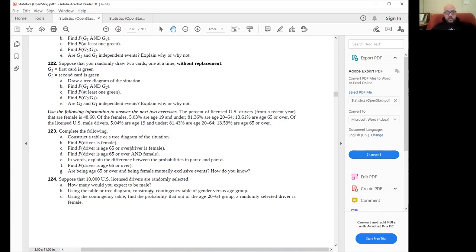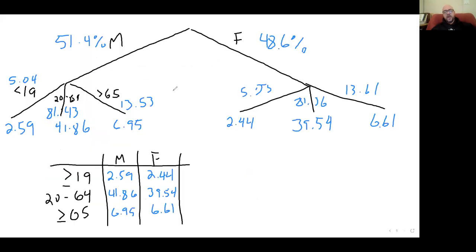Using the table or tree diagram, construct a contingency table of gender versus age group. Didn't I do that? Gender versus age group, we did that. Oh, for the 10,000 people. Okay. I'm sure I did that.